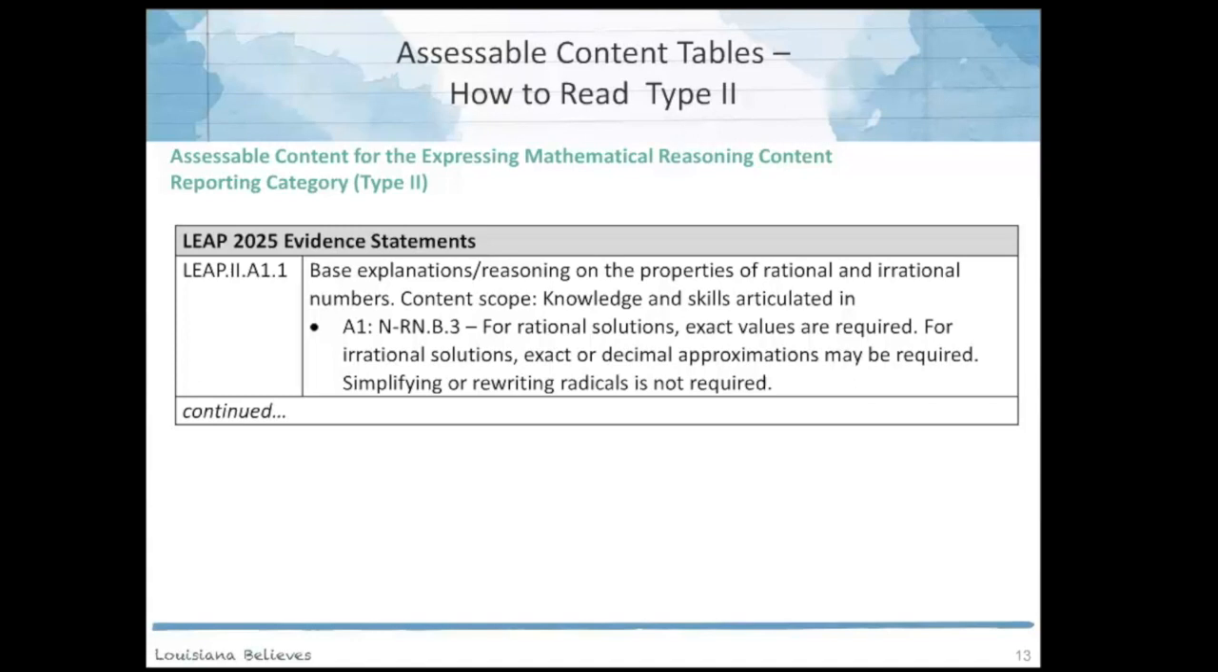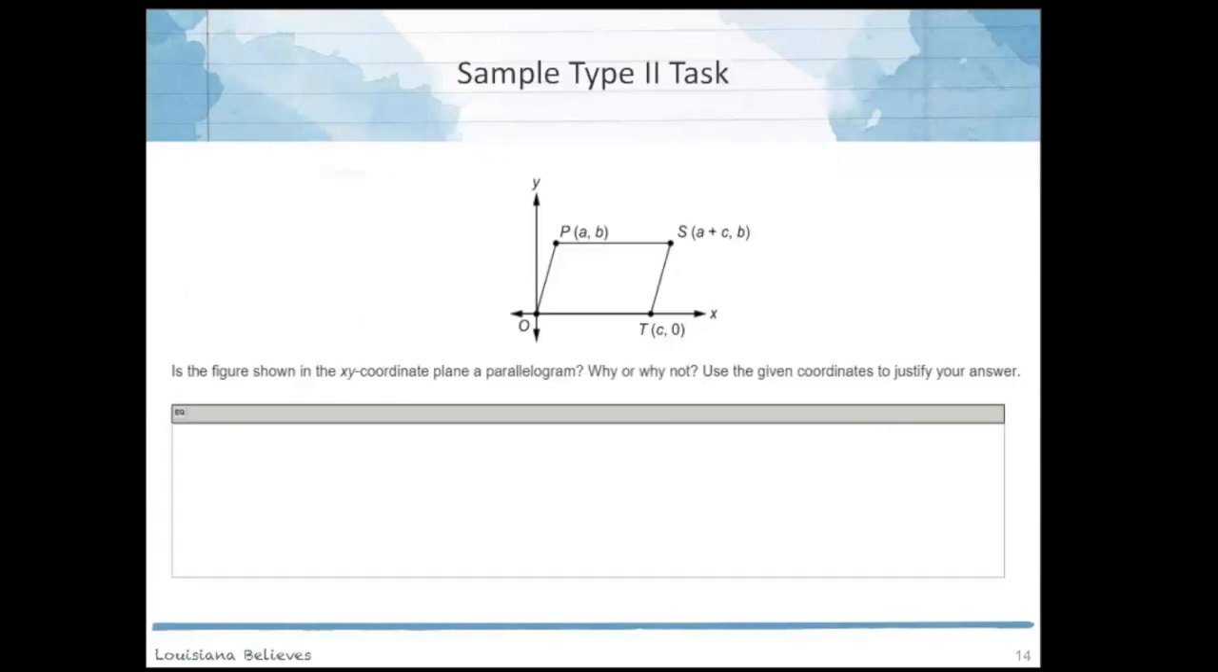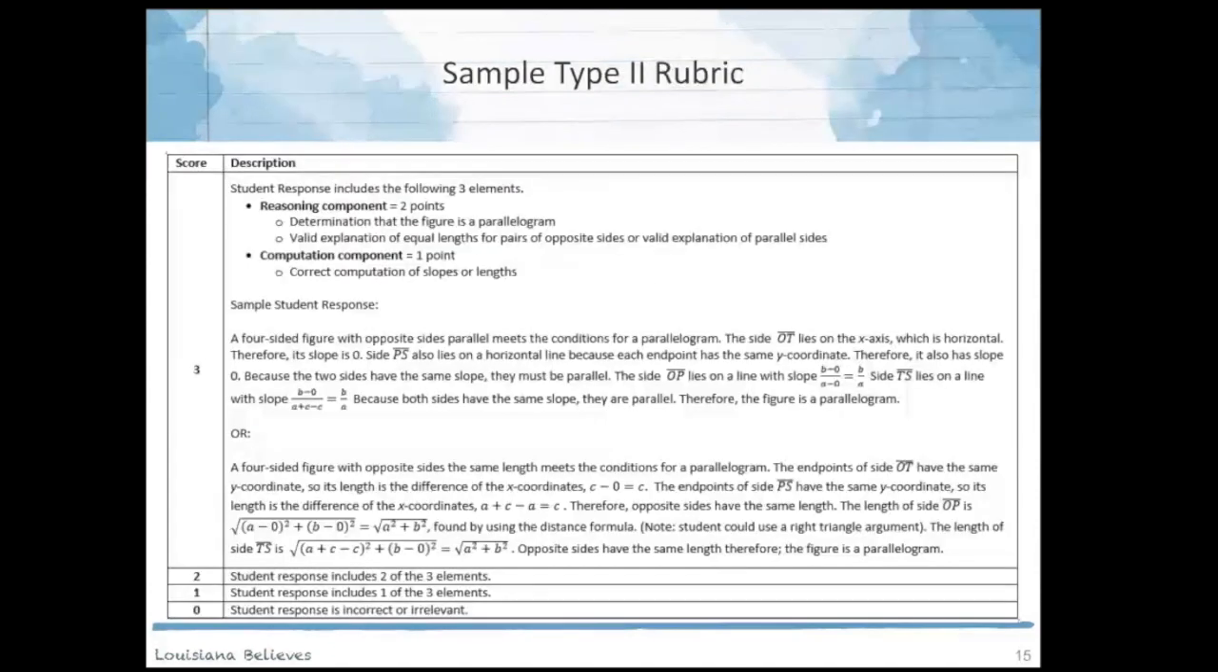is NRNB3. And then it gives some clarifications or guidelines for rational solutions, exact values are required, so that you as teachers know what those expectations for your students are. And simplifying or rewriting radicals is not required. That is true of the entire test, but we thought it would be great to continue adding it here so that it's very clear that that's not an expectation of our students on the test.